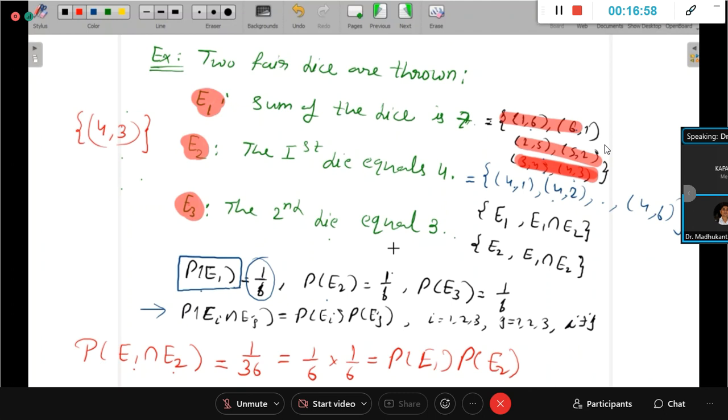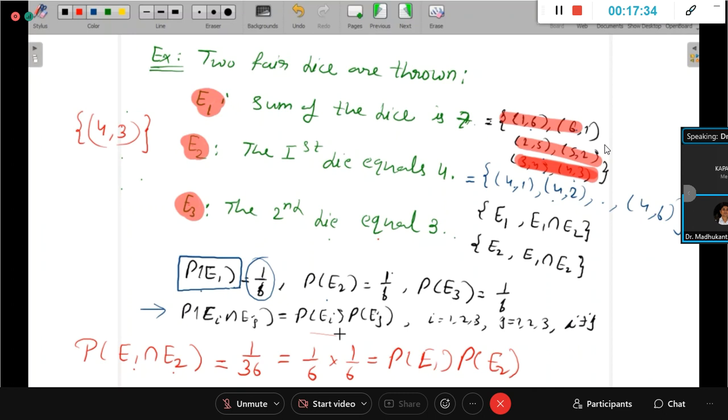Okay, similarly you can show the probability of E1 and E3, the second die equals 3. Again you will have the same event. Now, what about E2 and E3? The first die equals 4 and the second die equals 3, so (4,3). Again, you can establish that. So they are pairwise independent. Okay, so they are pairwise independent.